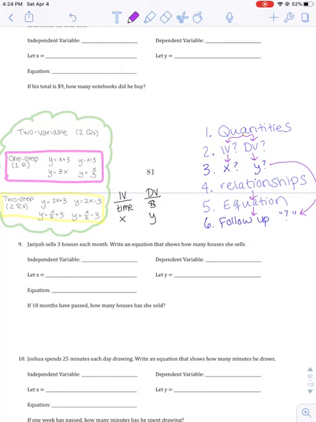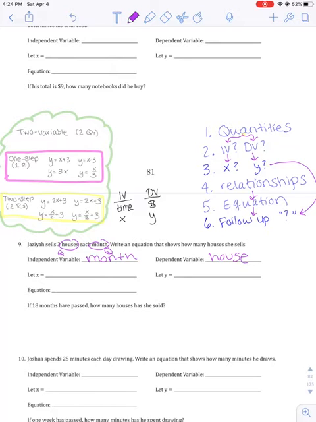Okay, so starting with step 1, I want to find my quantities. I see houses is a quantity and months is a quantity. Right off the bat, I'm thinking that month is probably going to be independent because that's an example of time. And I'm thinking that house is going to be dependent because that's the leftover one. Let's see if that makes sense.